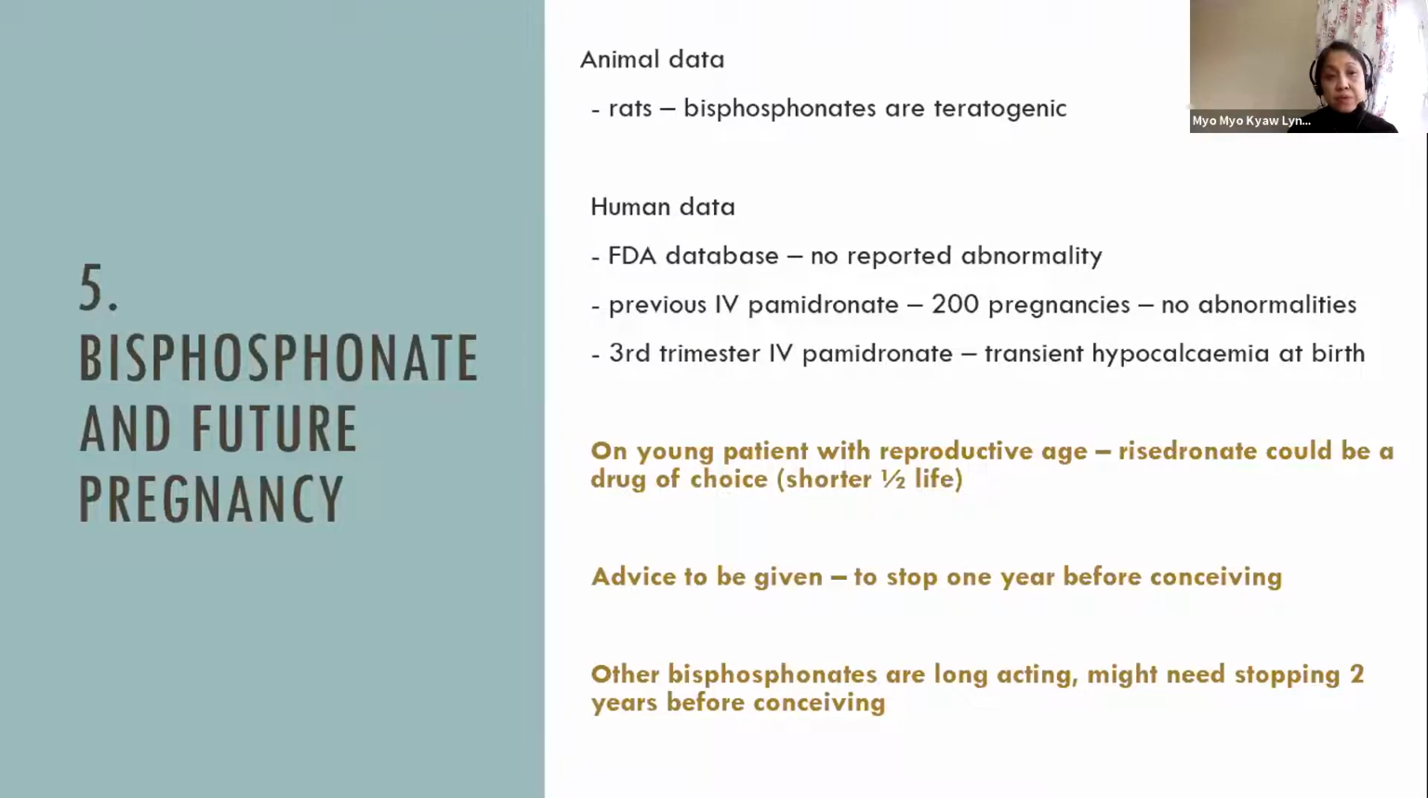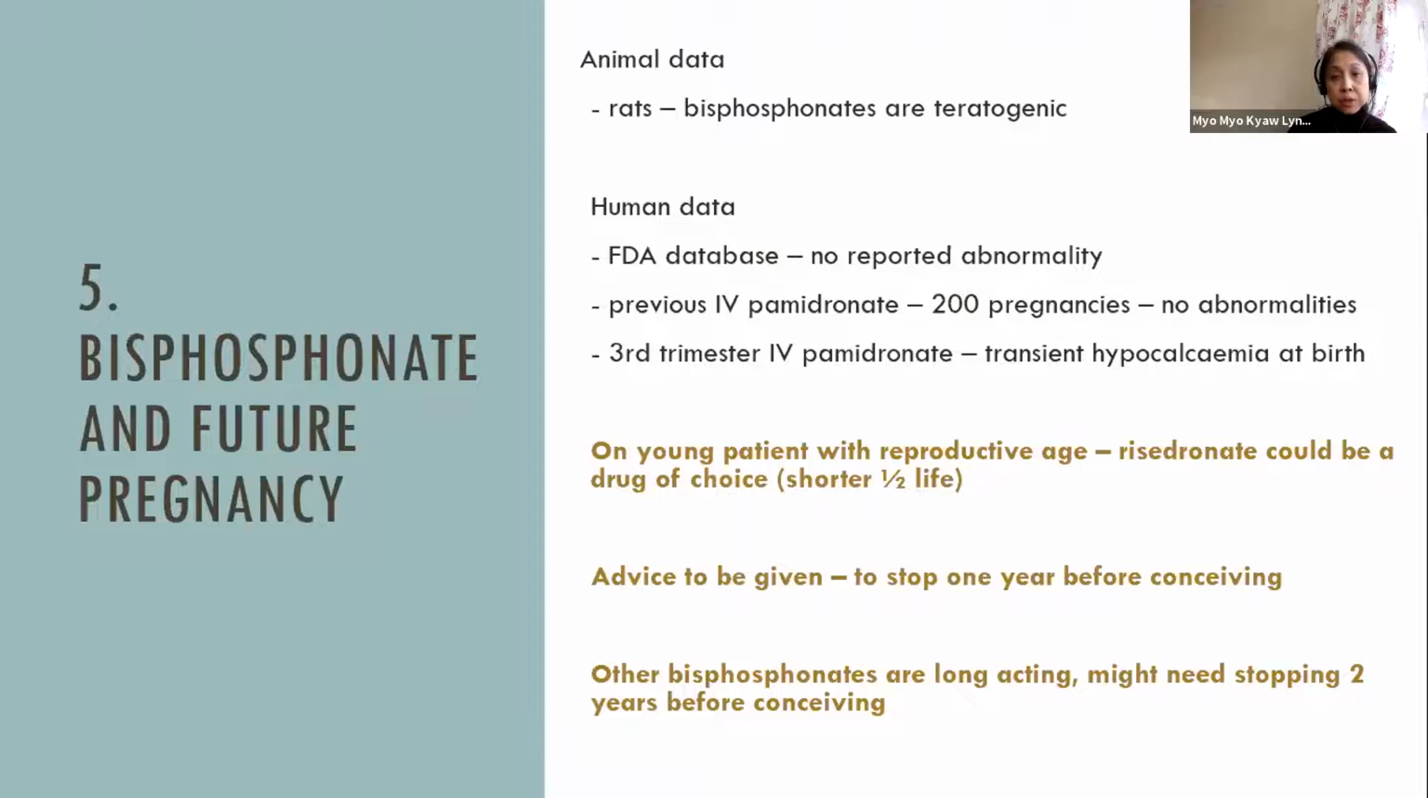With bisphosphonates, in the ideal situation, we only use two drugs, which are either alendronate or risedronate. Alendronate has a longer half-life, and risedronate has a shorter half-life. So we can use the shorter half-life drug if the patient has a pregnancy issue or a renal problem, or if you want to get rid of the bisphosphonate very quickly from the system, then you have to choose risedronate.